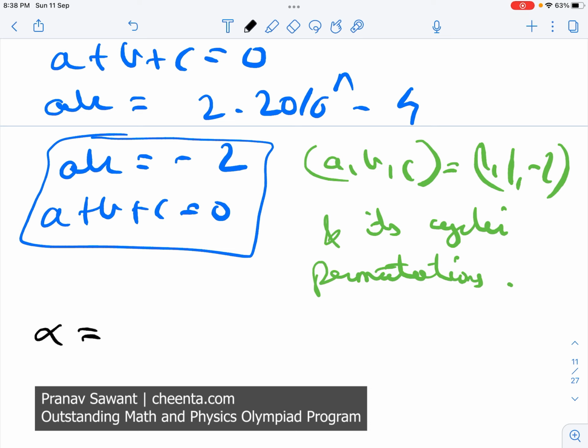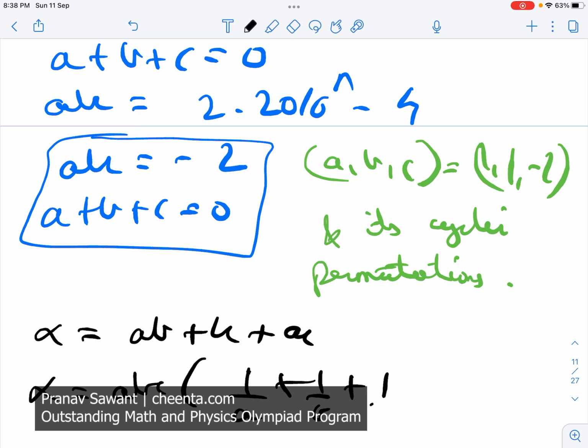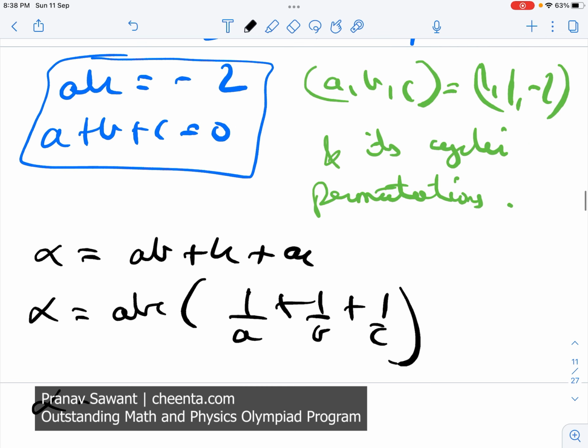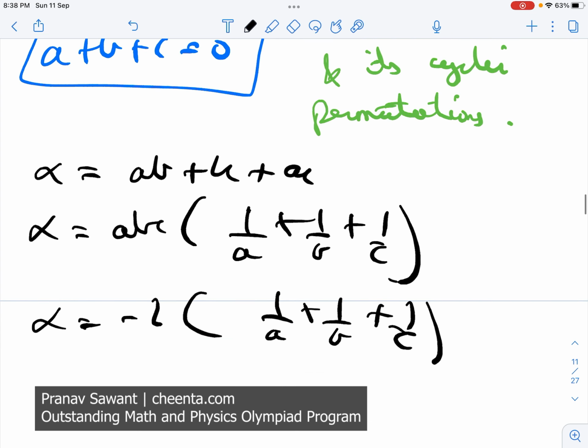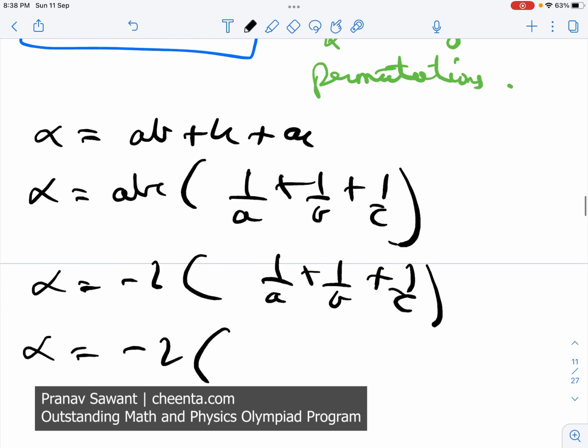Now what was alpha? By Vieta's relations, it was ab plus bc plus ac. So I can basically write this as abc, I'm taking abc common, so I get 1 by a plus 1 by b plus 1 by c. abc was minus 2, so minus 2 times 1 by a plus 1 by b plus 1 by c. Now no matter what these cyclic permutations are, the sum of 1 by first number plus 1 by second number plus 1 by third number is always going to be constant, right?